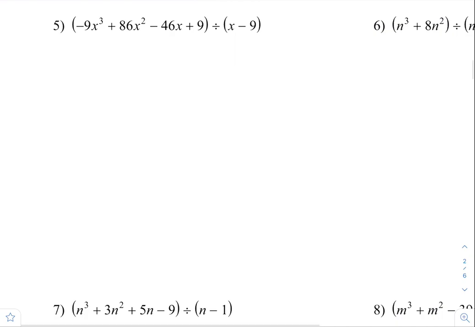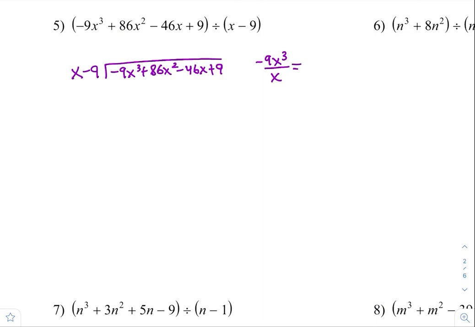Alright, number 5. So again, this is on the outside of the division symbol, so x minus 9. Negative 9x to the third plus 86x squared minus 46x plus 9. Okay, so all in descending order, right? The highest degree in the division symbol is negative 9x to the third. The highest degree on the outside is just x. Negative 9x to the third divided by x is negative 9x to the second.